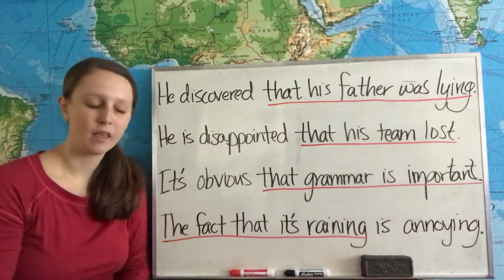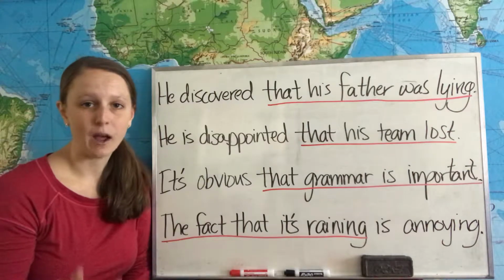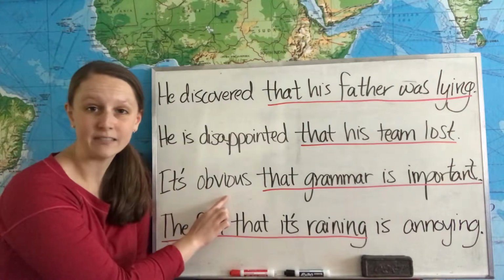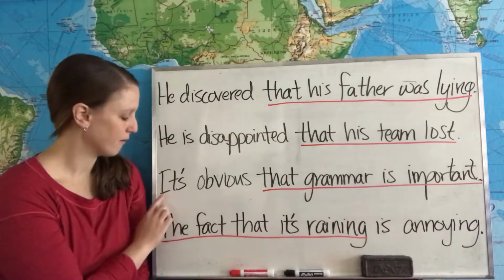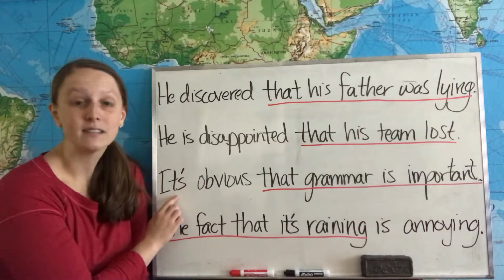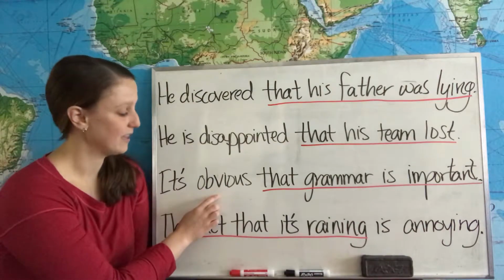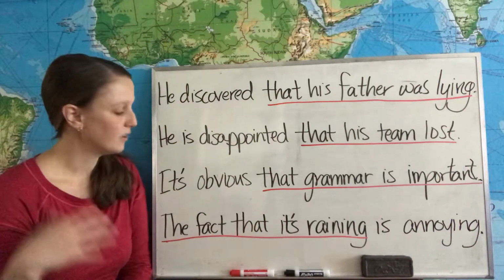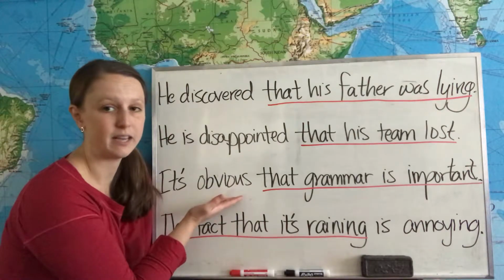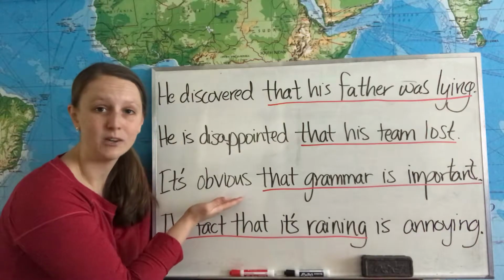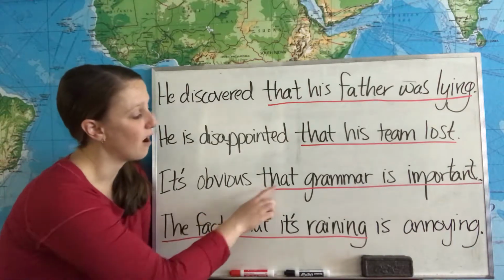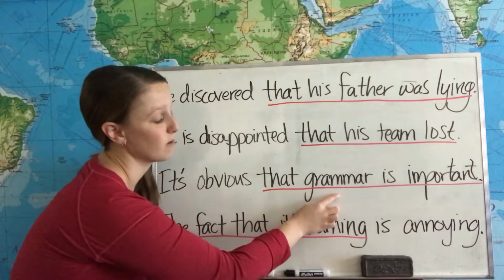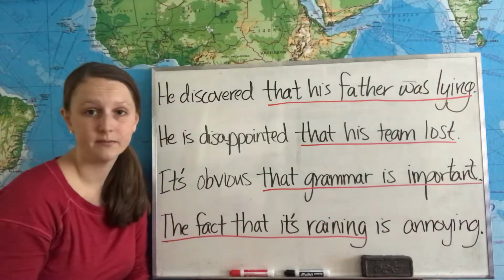The third sentence structure I want to talk about is with it, be verb, and an adjective. It and be verb, like it is or it was, with an adjective. In this case, it's obvious that grammar is important. You can use a lot of different adjectives in this place. Amazing, possible, true, with our noun clause with that. This noun clause has subject grammar and verb is.